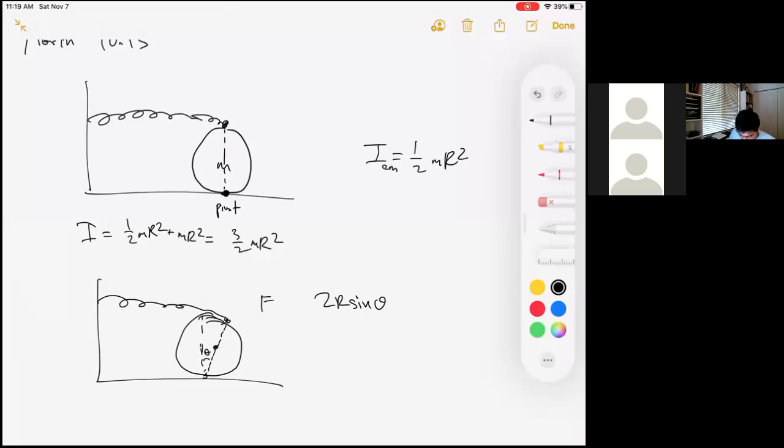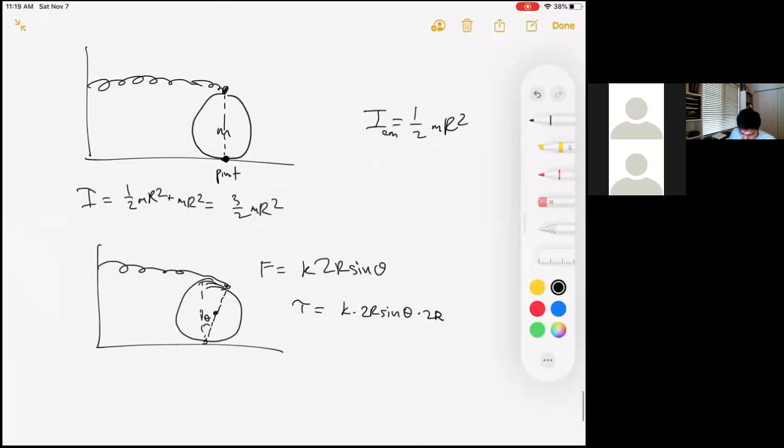So the force from the spring is equal to 2r sine theta times k. So torque due to the spring is k times 2r sine theta times 2r. And this is equal to negative 3/2 mr squared theta double dot. And then I'm going to approximate sine theta as theta.